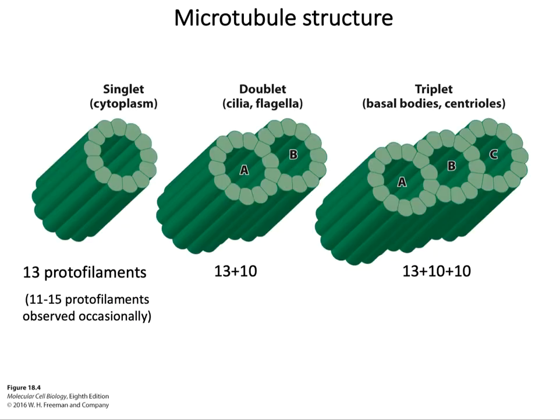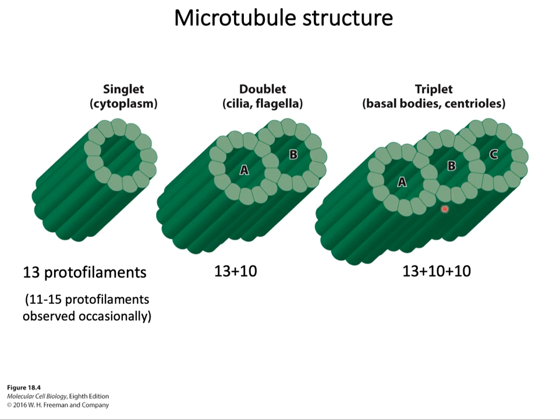Most of these microtubules in the cell are singlet tubules, and they are usually made up of 13 protofilaments. But in certain genera, you see microtubules that can be as small as 11 protofilaments or as big as 15 protofilaments, but these are extremely rare. Microtubules can also be found as doublets, as shown here. You usually see the doublet microtubule in cilia and flagella. If it is a doublet, then the protofilaments are 13 in the A ring and then 10 in the B ring.